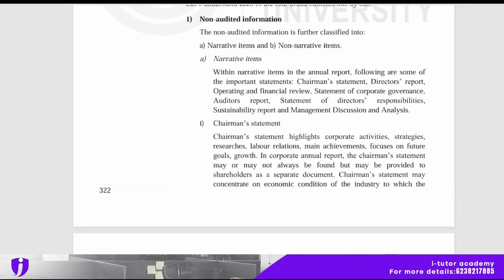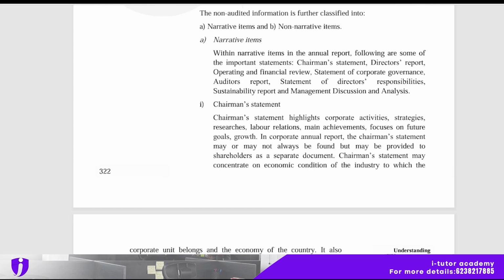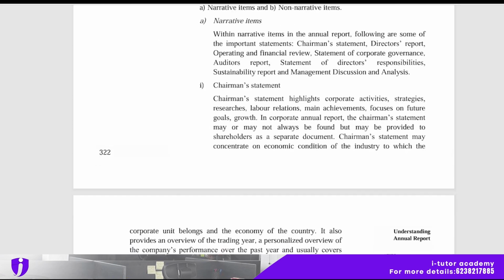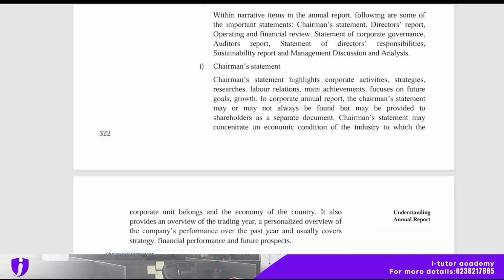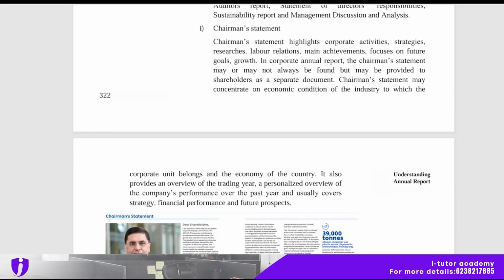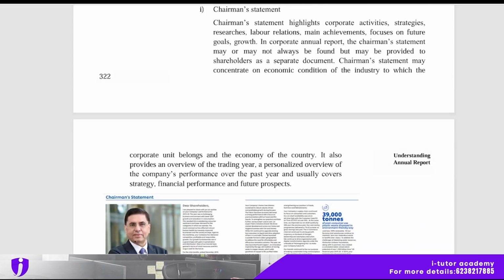Non-audit information is further classified into narrative and non-narrative item. Within narrative items in the annual report, following are some of the important statements: chairman's statement, director's report, operating and financial review, statement of corporate governance, auditor's report, statement of director's responsibility, sustainability report, and management discussion and analysis. Chairman's statement. Chairman's statement highlights corporate activities, strategies, researches, labor relation, main achievements, focus on future goals, growth.